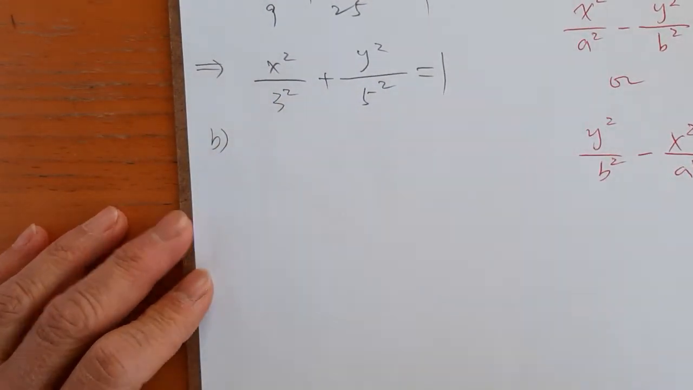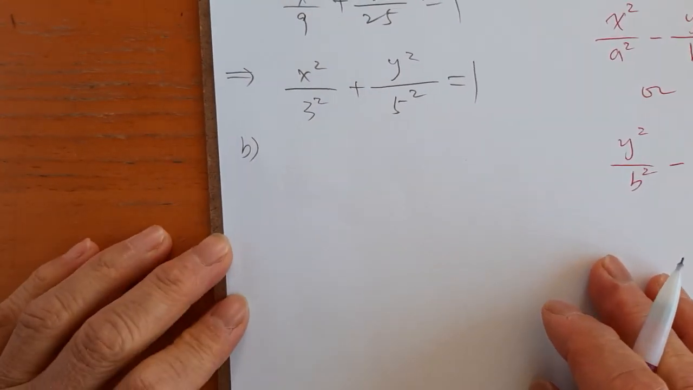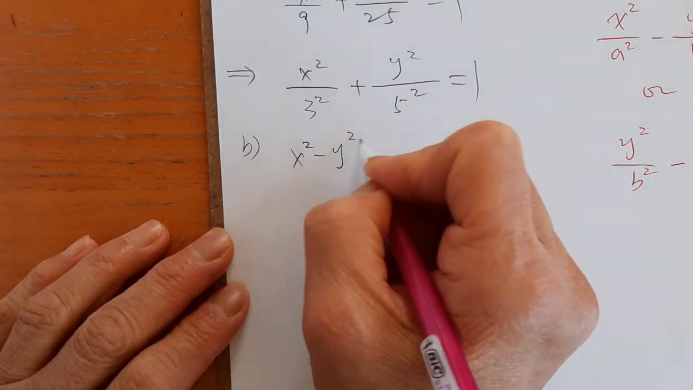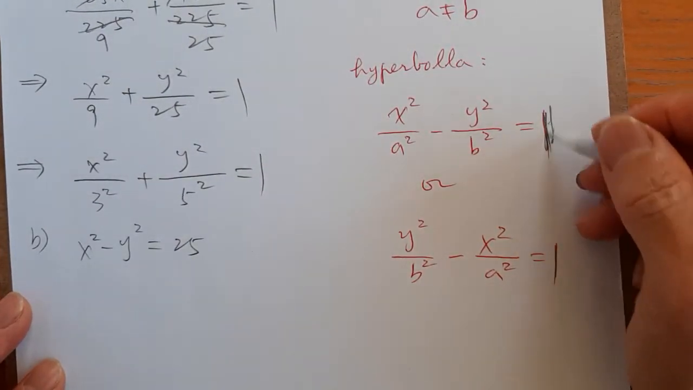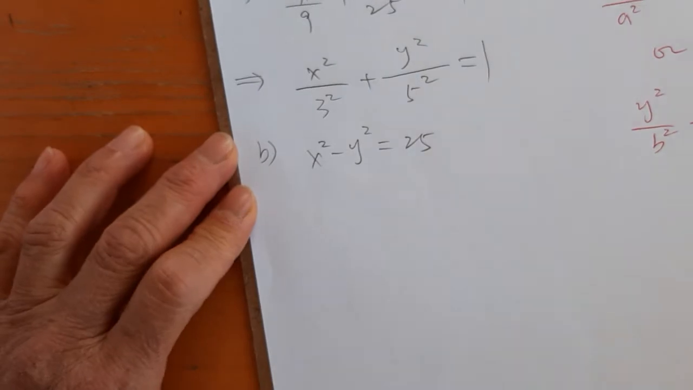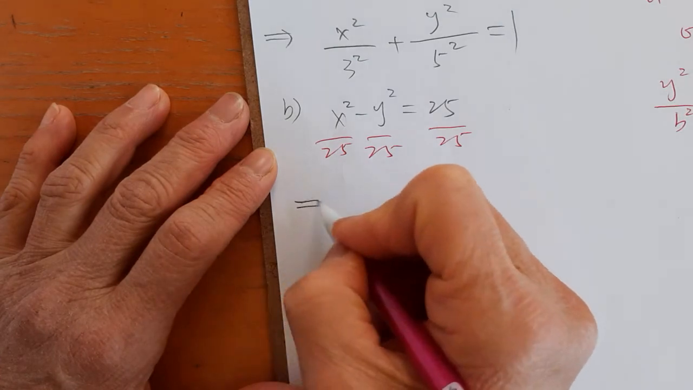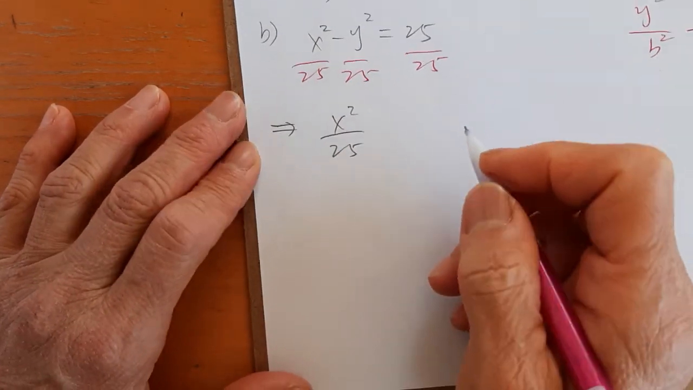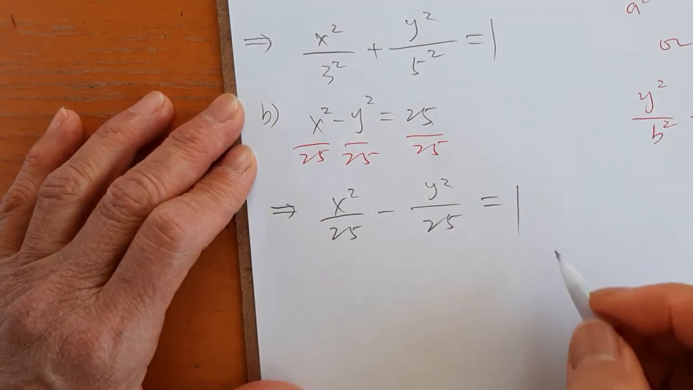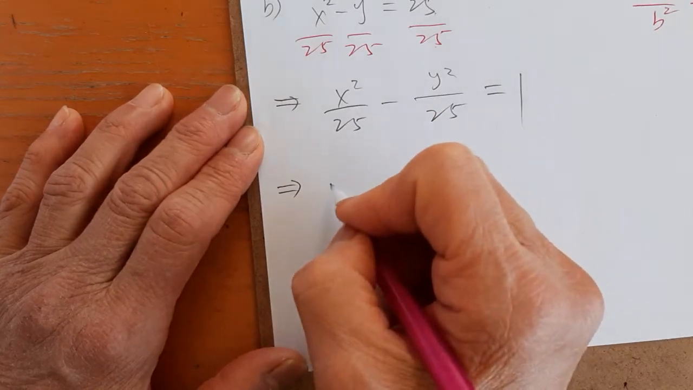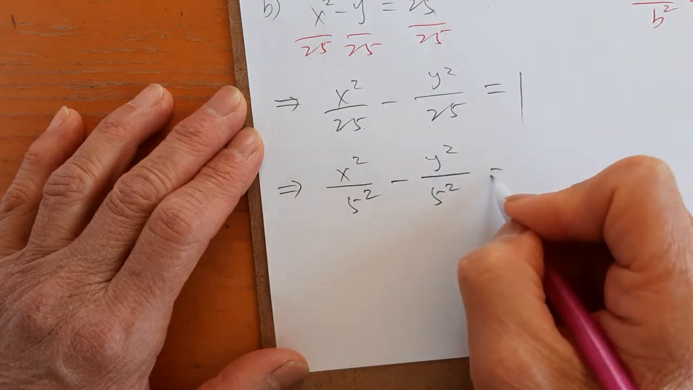And the B is a hyperbola. Draw the graph for the hyperbola. It's x squared minus y squared equal 25. For a hyperbola also, the right side needs to change to 1 in standard form. So you divide each term by 25. You get x squared over 25 minus y squared over 25, and 25 over 25 is 1. So you will get x squared over 5 squared minus y squared over 5 squared equal 1.